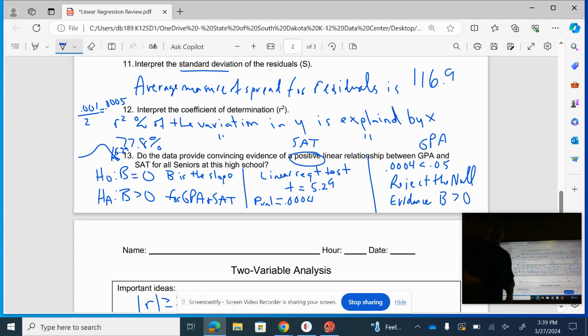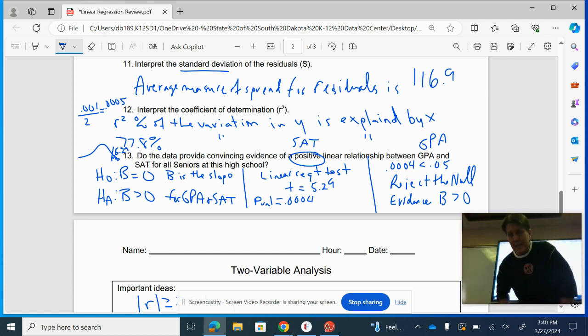But that ends this review session. Nothing else to do. Hopefully you remember that stuff. And like I said, review the stuff you know. This is all stuff everybody should be able to know. 99% of this. Even the standard deviation of the residuals, you could probably figure that out.